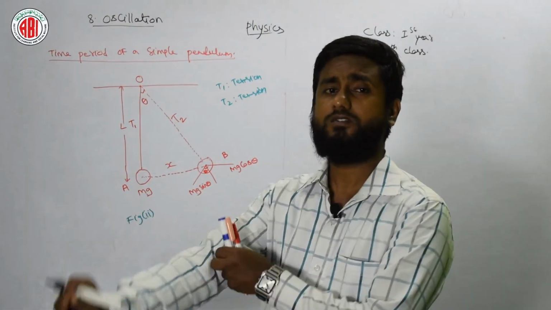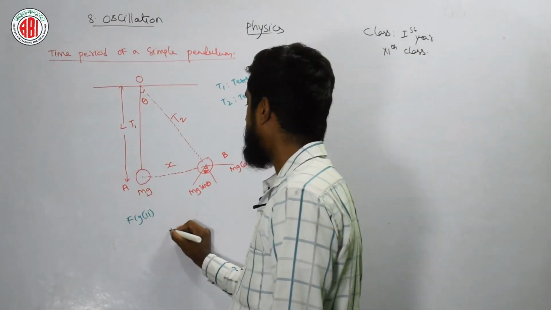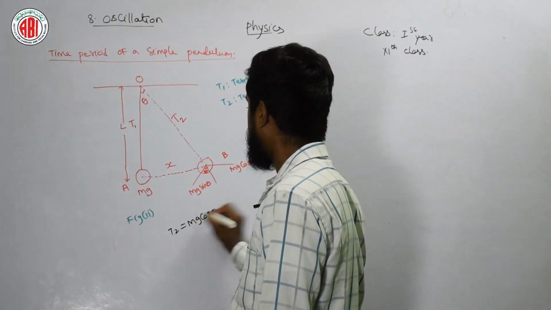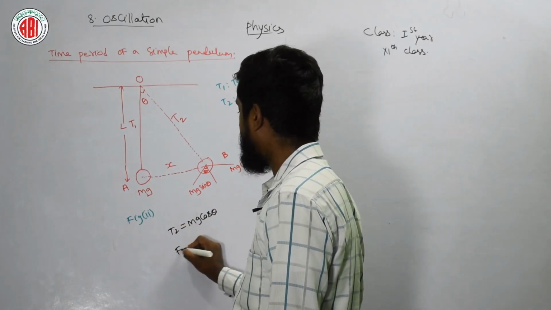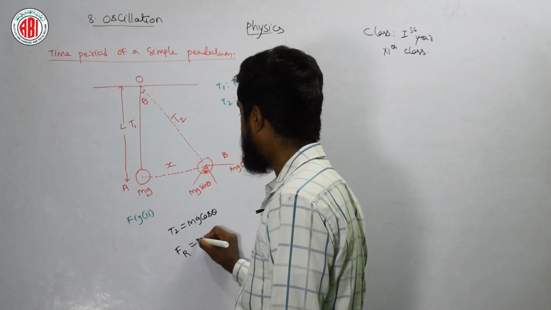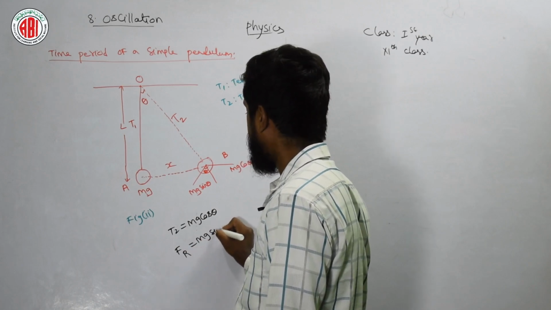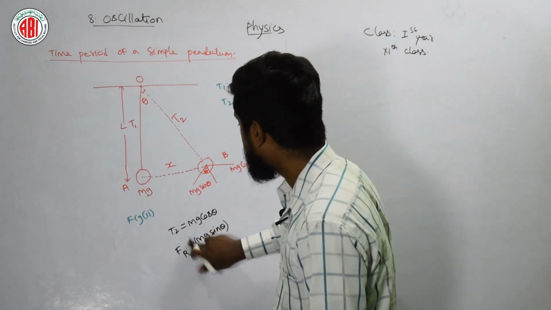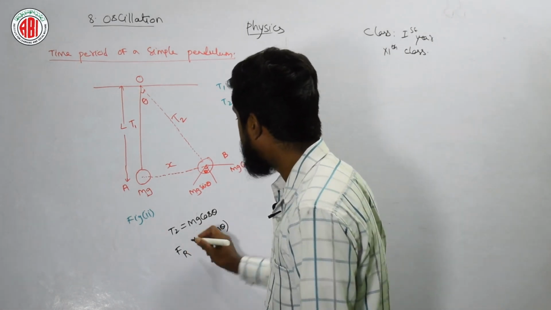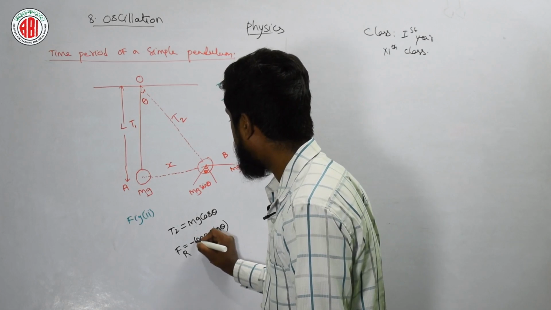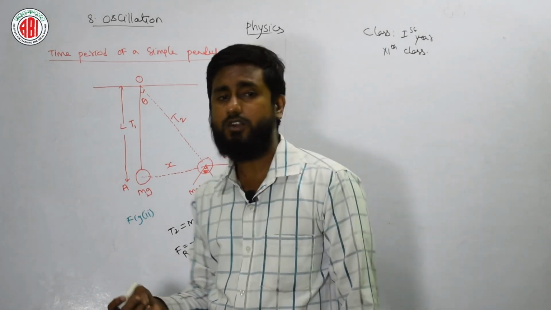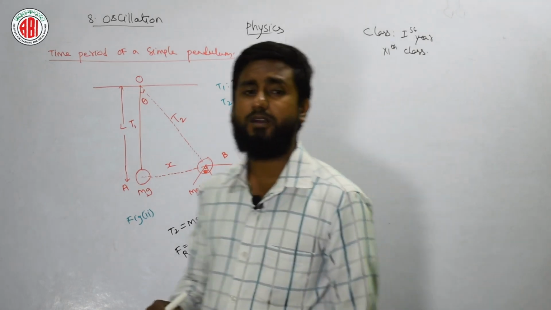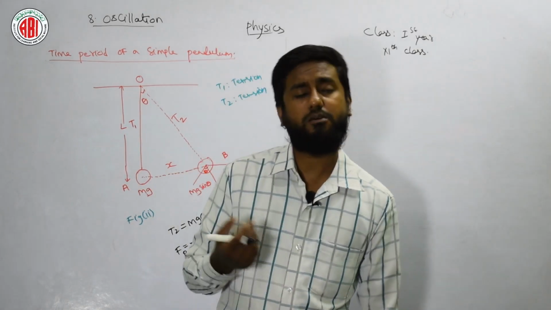Now we have two things: T2 is nothing but mg cos theta, whereas the restoring force Fr is equal to mg sin theta, but in the opposite direction, so we consider it as minus mg sin theta, because it acts in the opposite direction. I am giving this as equation number 1. The reason for the minus sign, I already said, is that it is in the opposite direction.